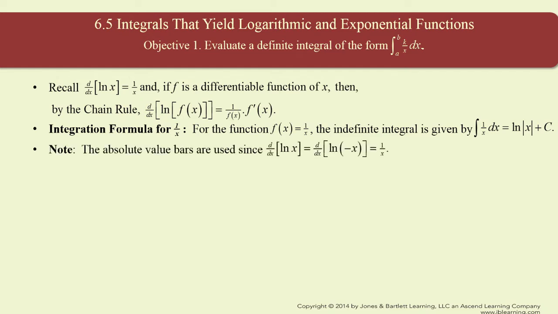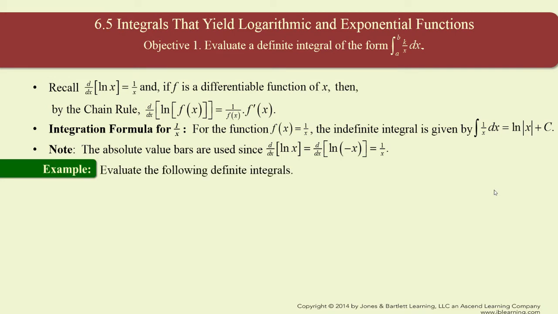And the reason why we have absolute value signs there is it doesn't matter if you differentiate natural log x or the natural log of negative x. You're going to get 1 over x. Think about it. You differentiate natural log negative x. According to the chain rule, if you were to do the derivative of that, you would have 1 over negative x times the derivative of negative x, which is negative 1. So 1 over negative x times negative 1 would be 1 over x. So just remember, when you integrate, smack some absolute values.